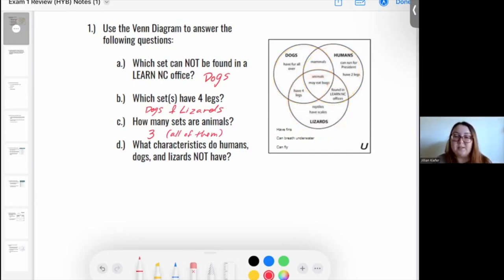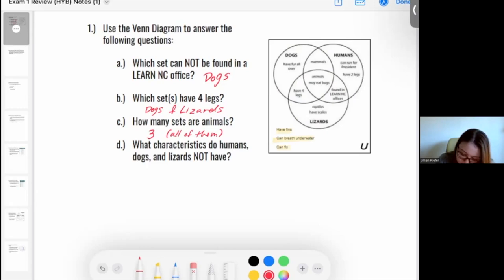All right, then lastly, what characteristics do humans, dogs, and lizards not have? So basically, we're asking now, what do none of them have? And if we look here, we do have the Venn diagram. It is contained within the universal set, and there are a couple extra attributes in there. There's have fins, can breathe underwater, and can fly. We probably know that humans, dogs, and lizards don't have those things. So when we say, what does it not have, we're really looking for what is within the universal set, but not contained within one of the circular sets. So all of the attributes listed on the outside.